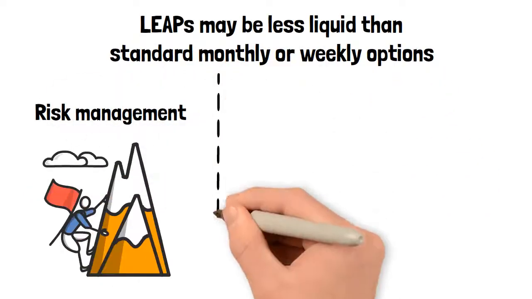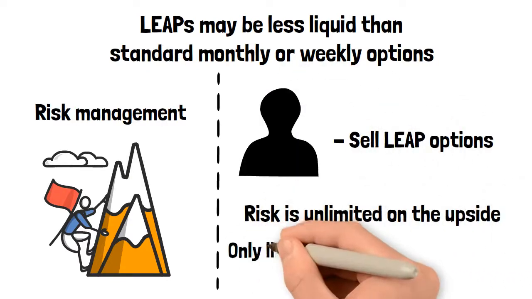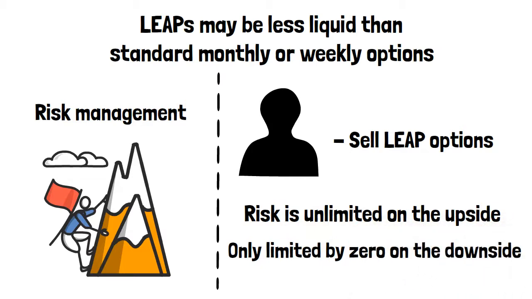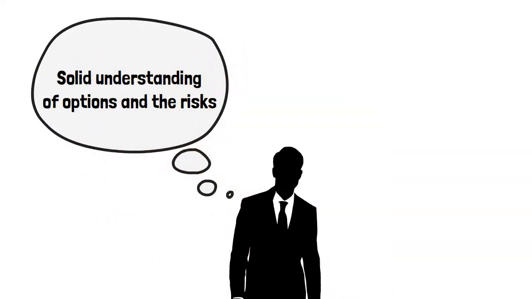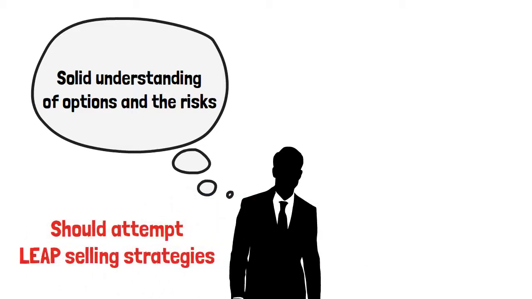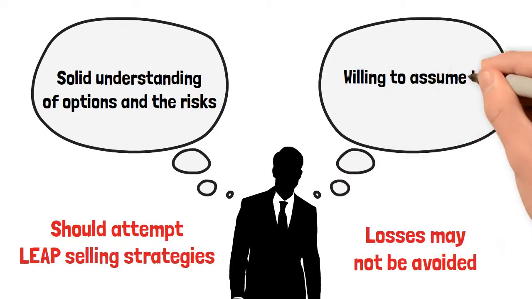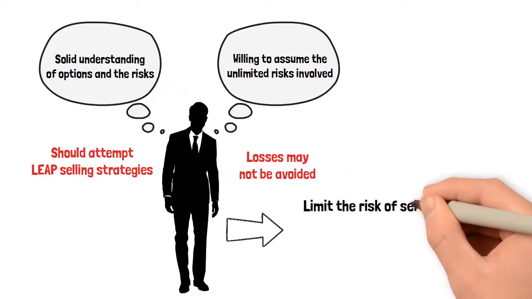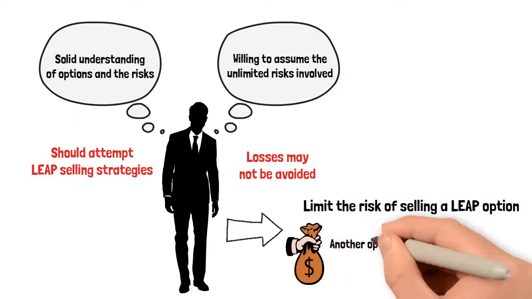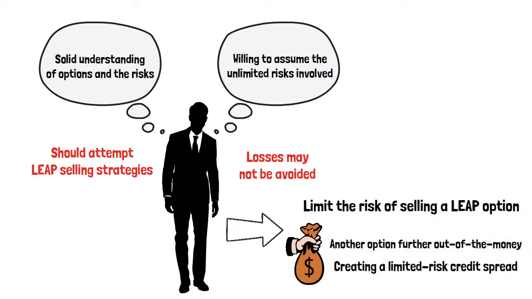For investors that sell LEAP options, the risk is unlimited on the upside and only limited by 0 on the downside, since a stock can go to 0. Only investors with a solid understanding of options and the risks involved with selling options should attempt LEAP selling strategies. Even then, losses may not be avoided, and investors must be willing to assume the unlimited risks involved. Investors may, however, limit the risk of selling a LEAP option by purchasing another option further out of the money, creating a limited risk credit spread.